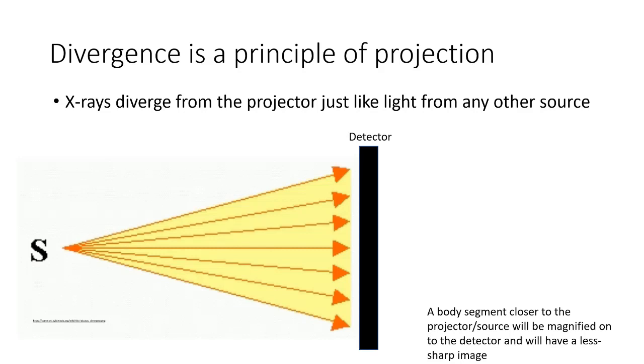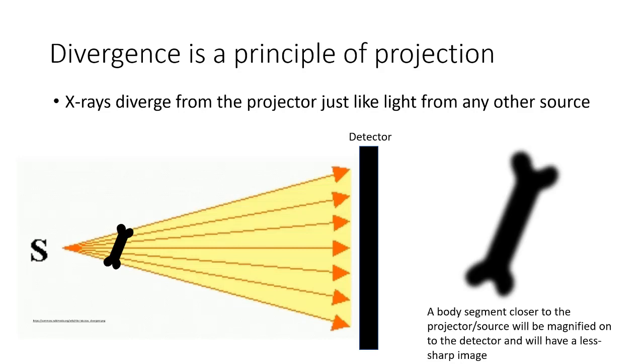Divergence is a basic principle of projection. X-rays will diverge from their source projector, here labeled S, like the light from any other source. You can demonstrate this yourself using a hand torch. But divergence also has consequences for medical imaging. If a body segment is close to the projector like this, then it will be magnified on the detector and the image will be less sharp and more fuzzy.